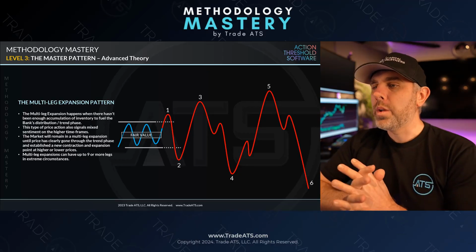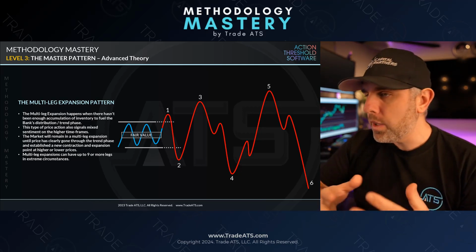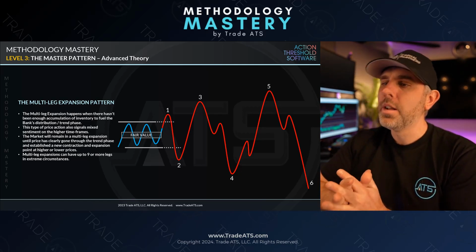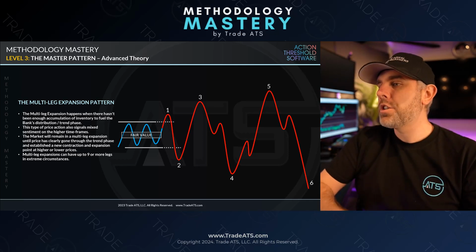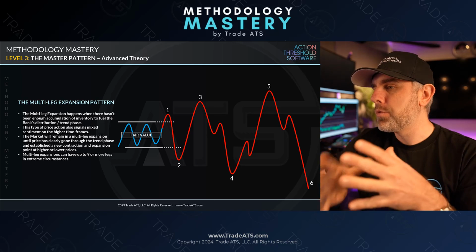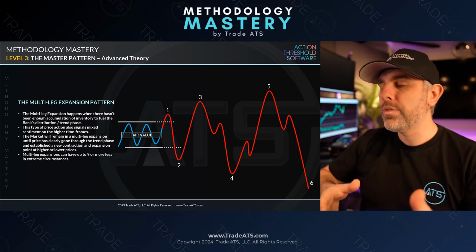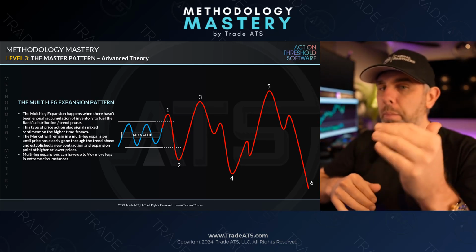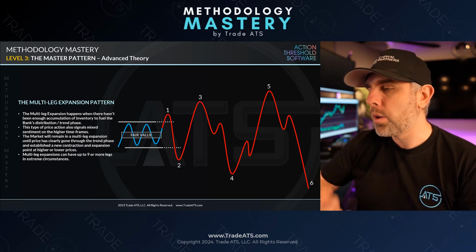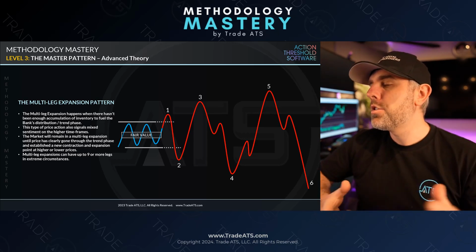So what we're doing with a multi-leg expansion, the way you could think of this, the reason why we call this master pattern, we have fair market value, contraction. This is the expansion phase. This is a type of expansion, by the way, so just to clear that up. And then we go into the trend phase, which is eventually where we move from this fair market value and establish a new fair market value at higher or lower prices. That would be the completion of 3 market phases.